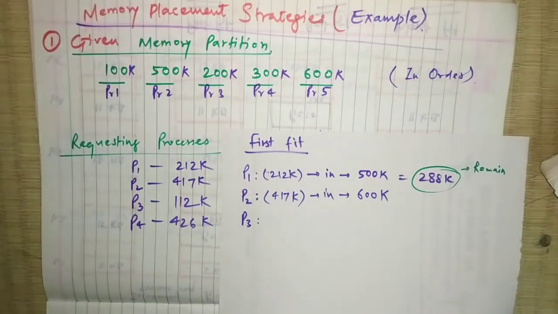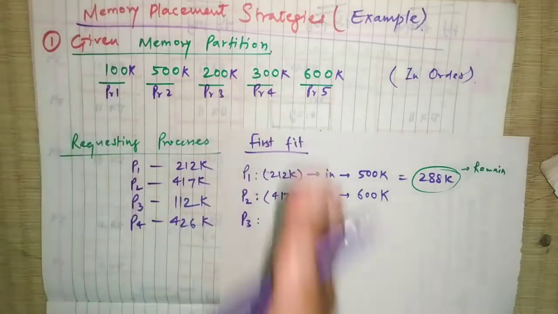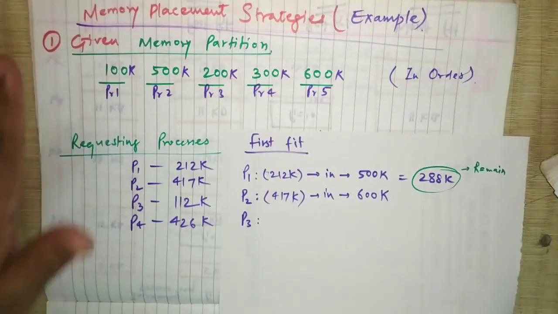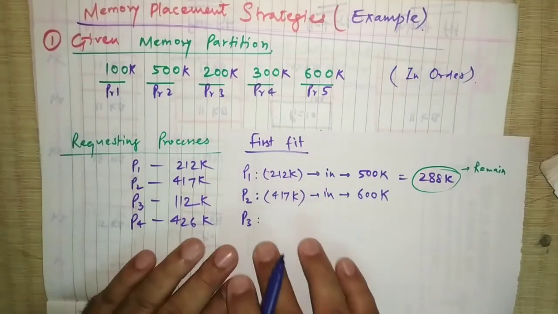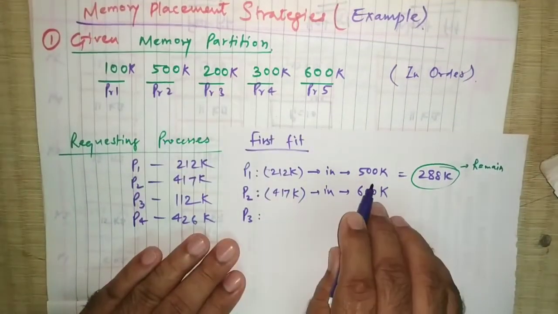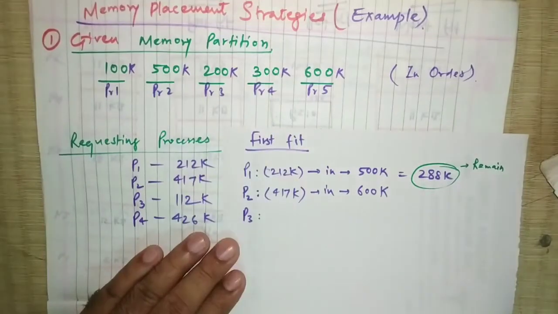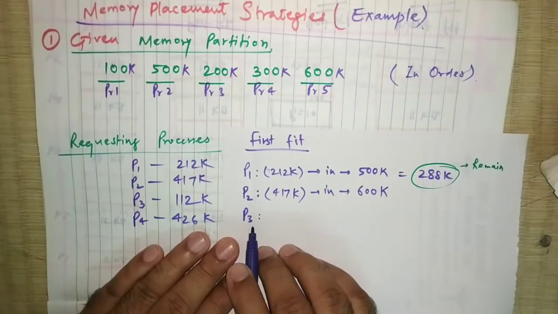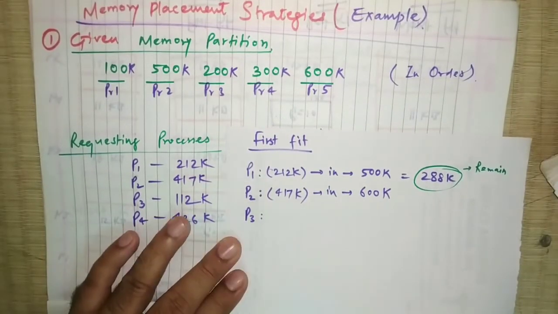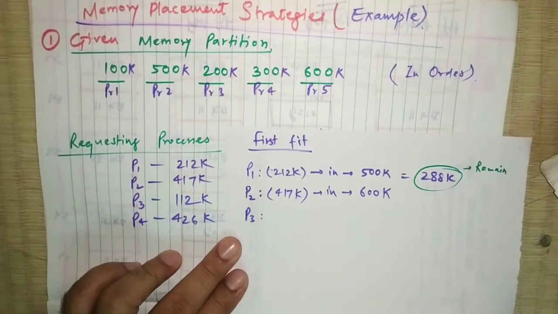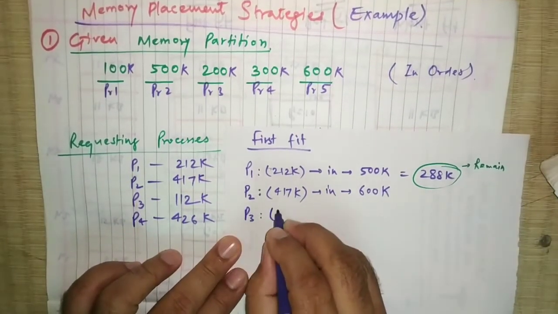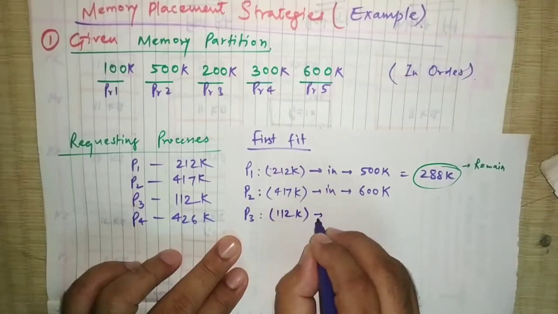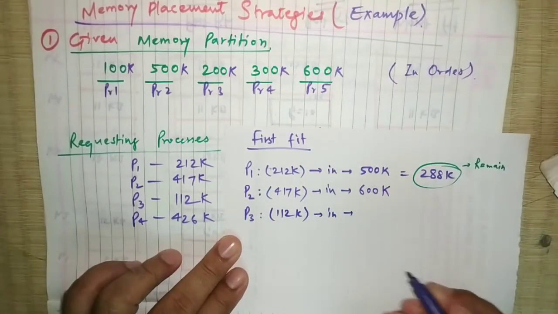And what does the first fit say? Allocate the first hole that is big enough. We have started the searching from the scratch, from the starting only. So out of 500, 288k was remaining over here. So we can allocate P3, which has a requirement of only 112k. We can fit it inside.